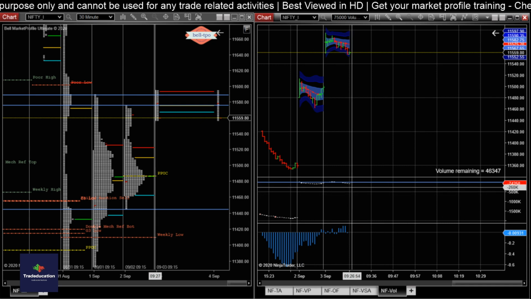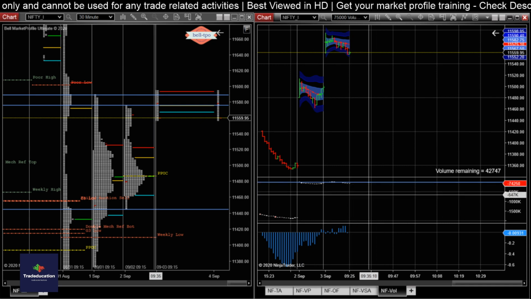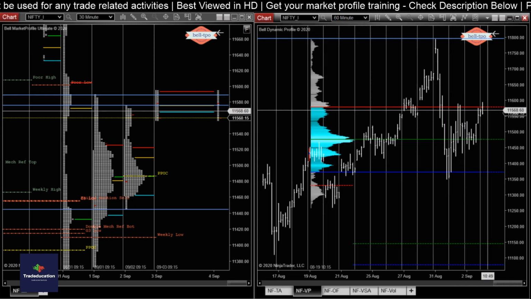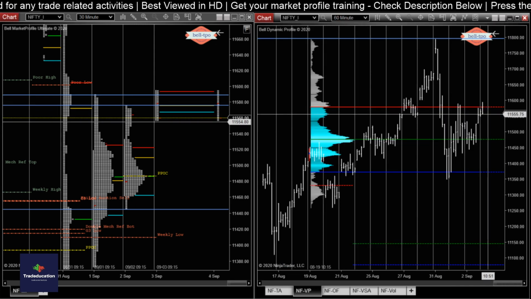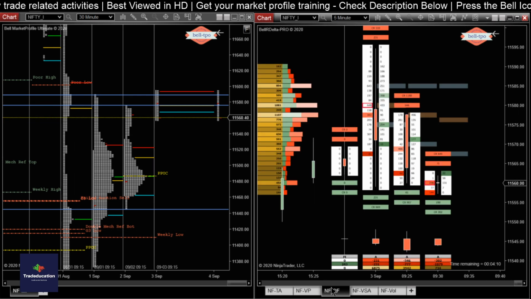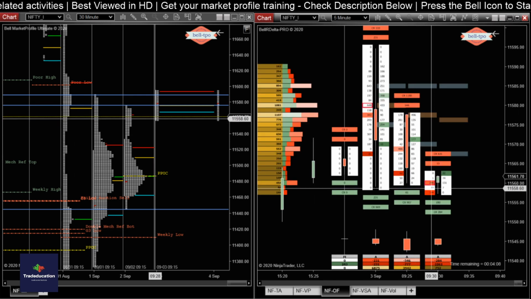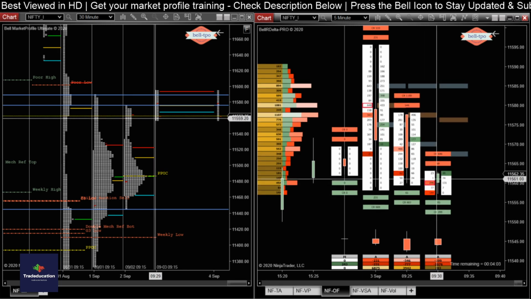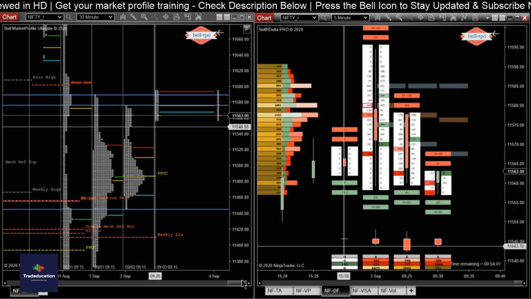So delta is increasing, decreasing. But let's just wait. So we just tagged the value area high and we're just going lower. So one good trade location was tagging the lows, which is tagged. Now we need to see whether buyers step in or whether we see continuation to the downward.